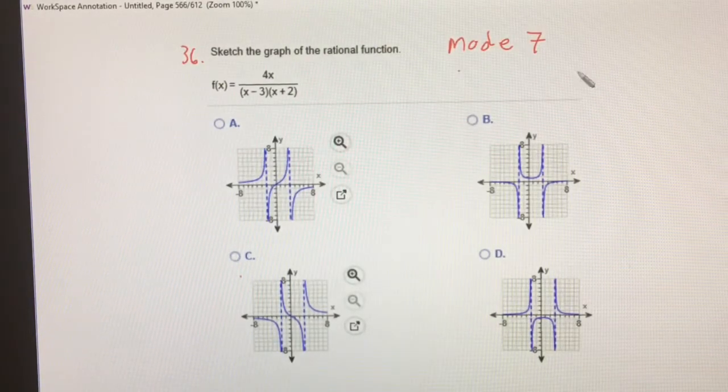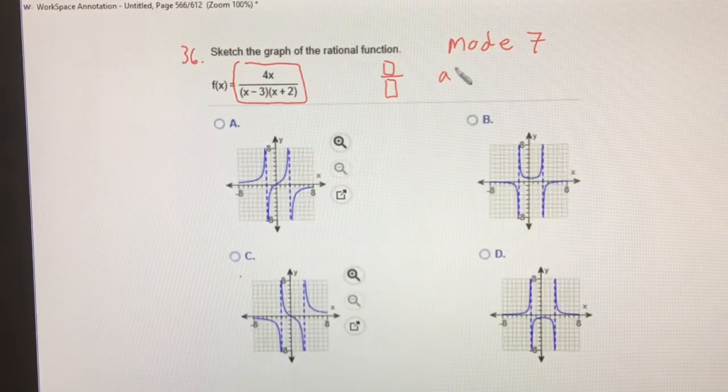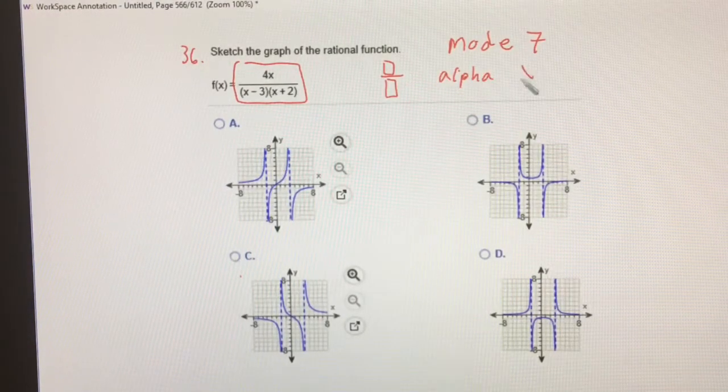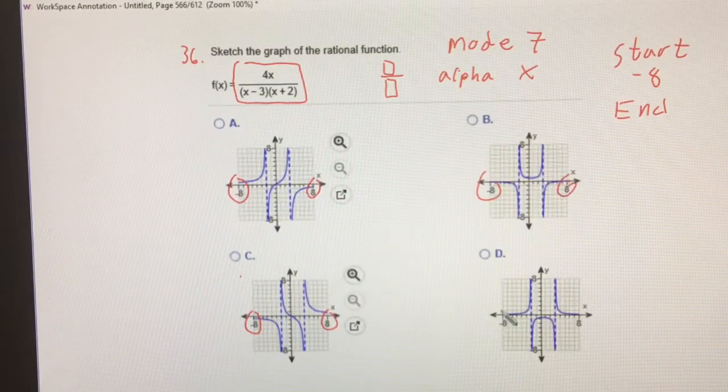This one, I would enter into calculator mode 7. When you enter it in, you're going to enter it in just like it looks. So you're going to hit this button on your calculator and use the alpha red X button. And I would enter it in. I would start at -8 and end at 8. Notice this graph has important information all the way from -8 to 8 in each picture. And I would step by 1.